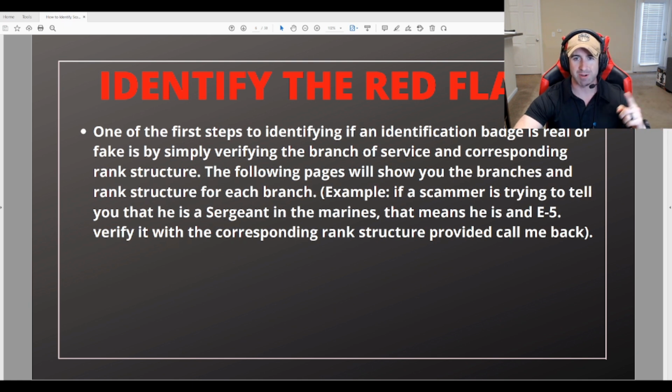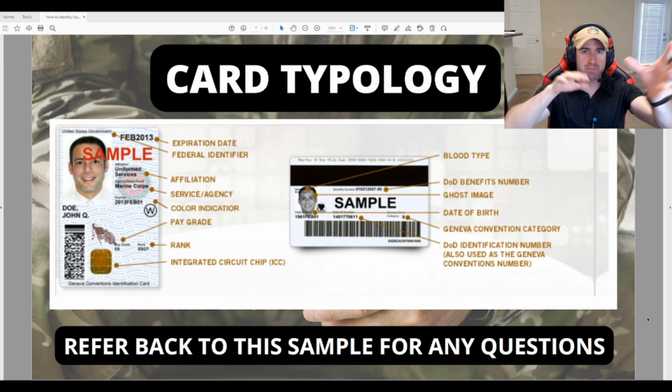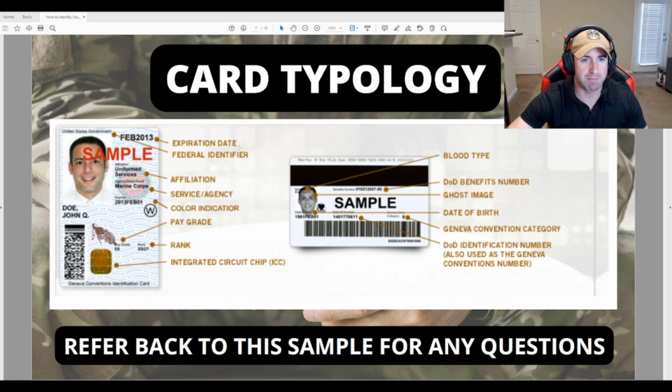Is the badge not right, and he's telling you one thing or another? All right, so I'm going to bring this up for you. Here we go. This is one of those really important slides, and basically we call this card typology. I really want to point some things out. I'm going to be pointing at things with my mouse as my pointer.